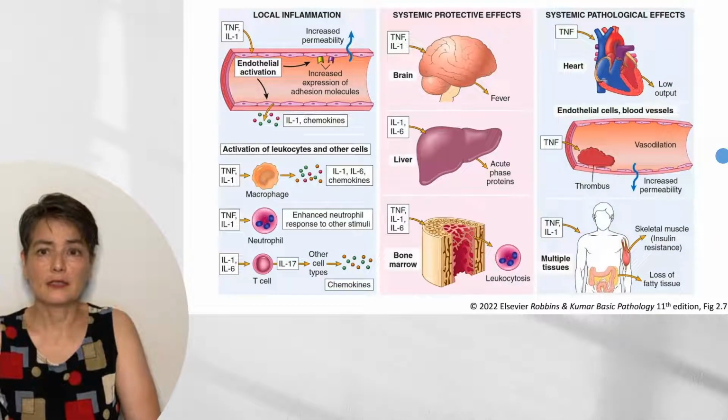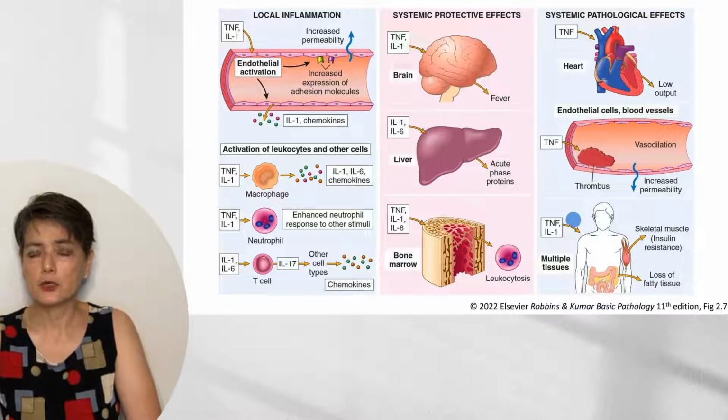So they can have systemic pathological effects. Tumor necrosis factor can affect the contractility of the heart, leading to a decrease in cardiac output. As I've already mentioned, tumor necrosis factor can cause some activation of the endothelial cells, which can be thrombophilic. We have that increased permeability, which can lead to edema, and we have vasodilation. And then finally, we can get TNF and IL-1 having effects on a number of different tissues. So I've already mentioned tumor necrosis factor in the context of malignancy.